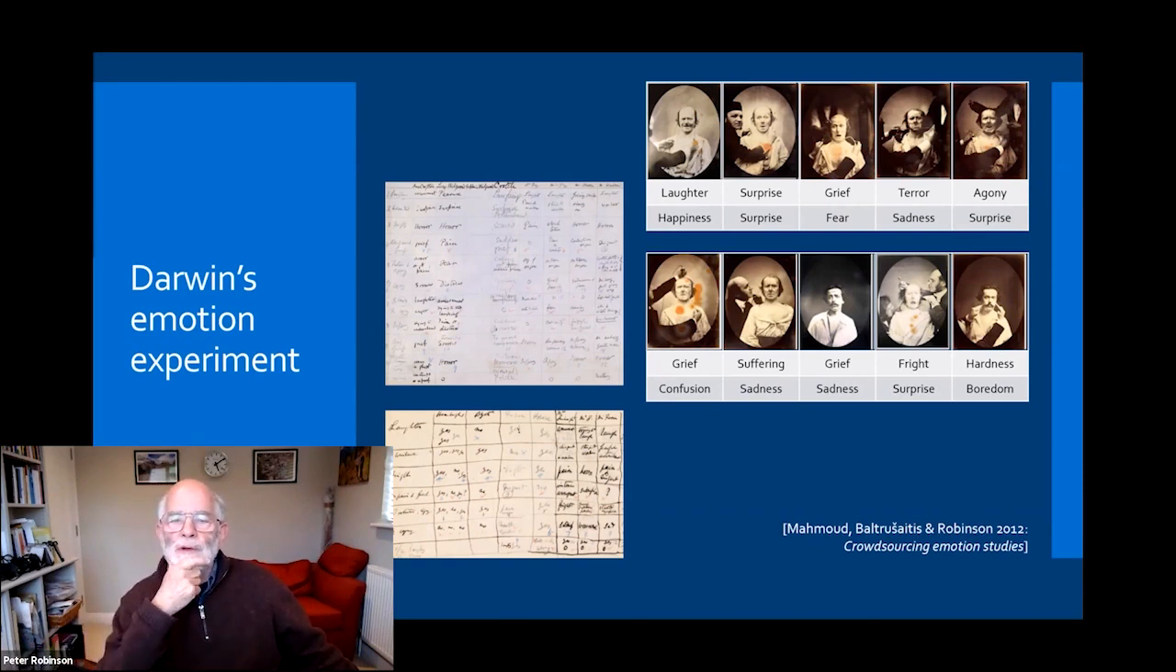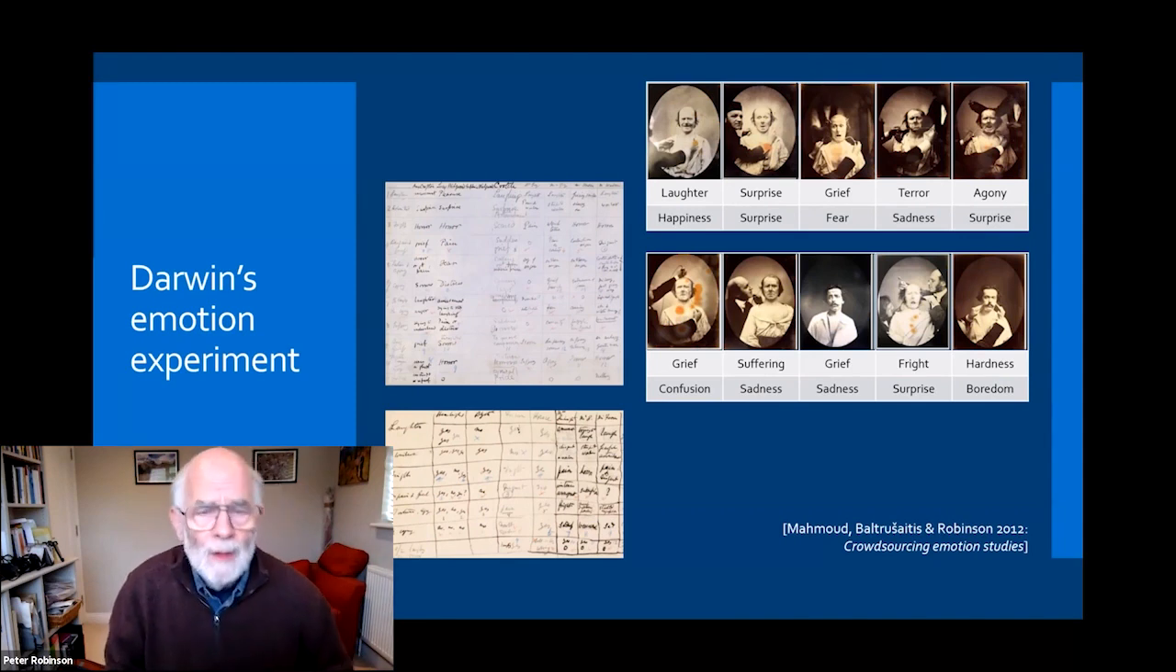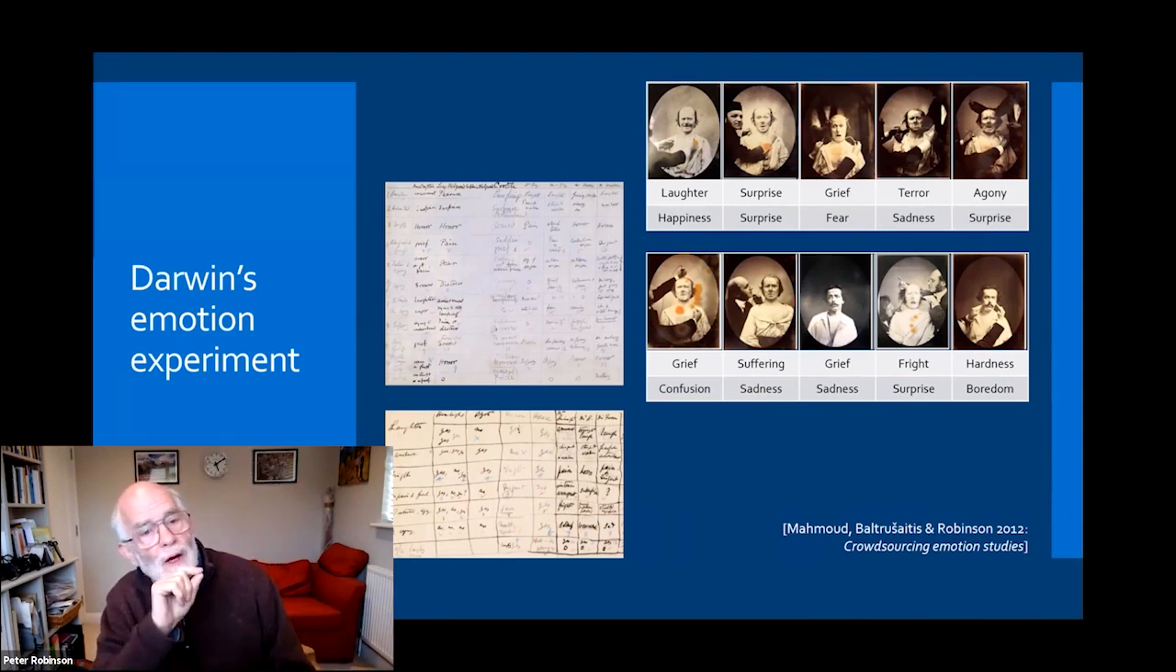And in fact, the labels under the photographs, the top line are the consensus labels that Darwin saw, and the lower labels are the consensus labels that we got in our more recent online crowdsourcing. And you can see that they're actually pretty similar, albeit the wording's a bit different with the passage of 130 years, 140 years. So it would seem that there is a universal expression of emotions in the face.